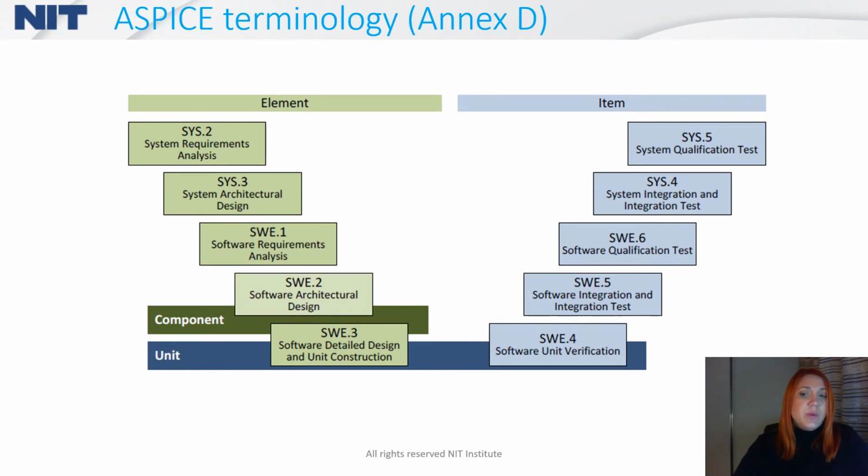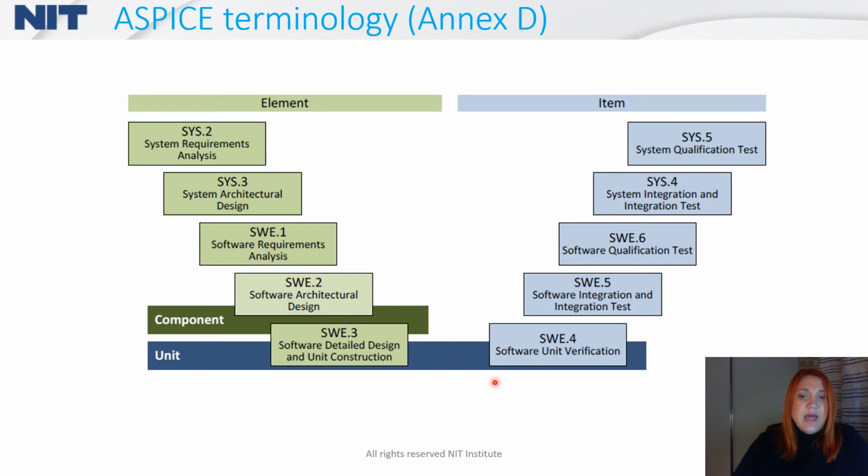ASPICE is very strict when it comes to the terminology. But be careful, because this terminology is not fully aligned with ISO 26262. In ASPICE, the objects on the left side are called elements. Each architecture element is called a component, and all the components are composed of some components or units. On the right side of the V, all the objects are called items.